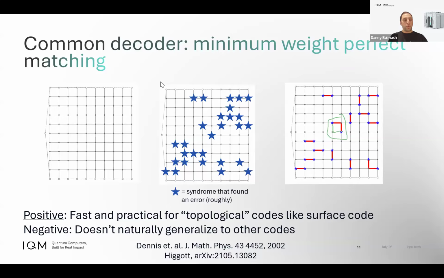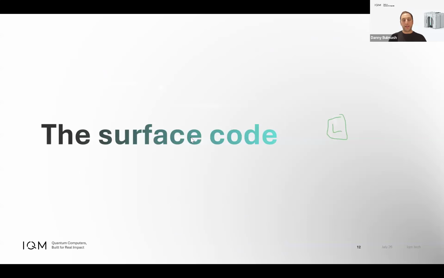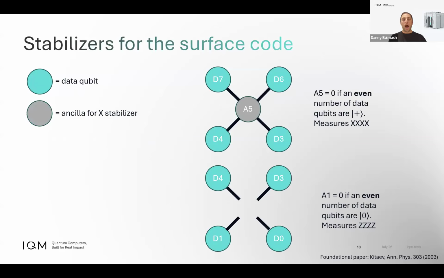Okay, so with that, let me clear that and move along to introduce the surface code now. All right, so what we're going to start by doing is talking about the stabilizers for the surface code. Our stabilizers all involve 4 data qubits, and there's going to be 2 types of stabilizers. There's an X stabilizer, which I'll represent with a gray circle here, and a Z stabilizer, which I represent with a yellow circle here.